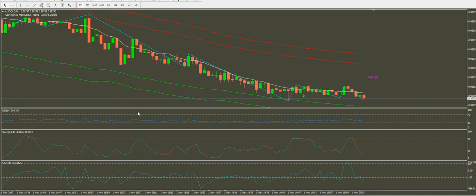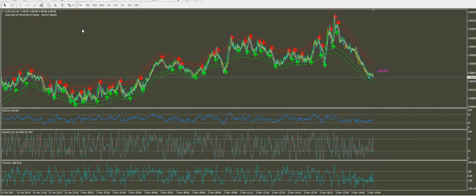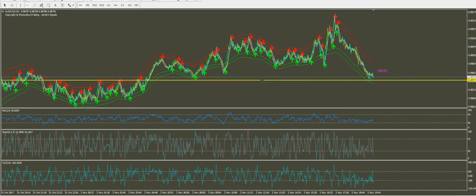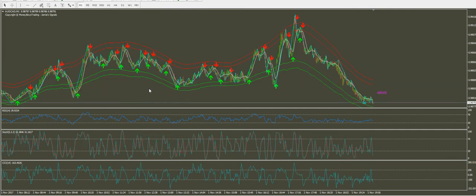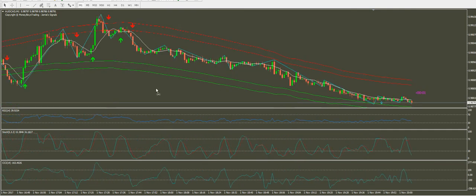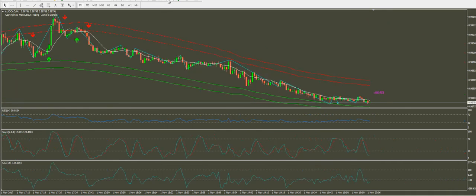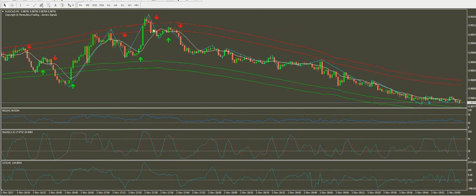Looking at the RSI, it has been oversold for a while. There must be a reason why. So I'm just trying to figure out where that price is going to reverse.